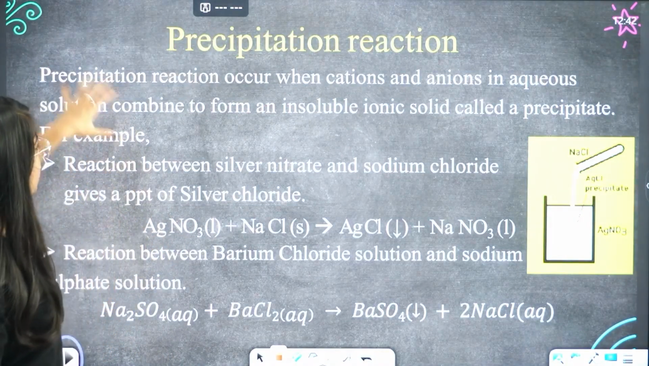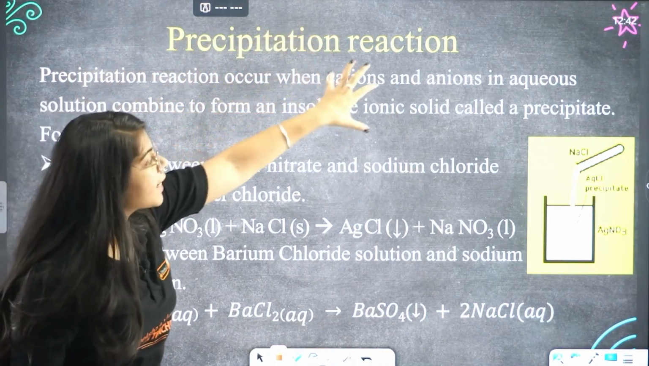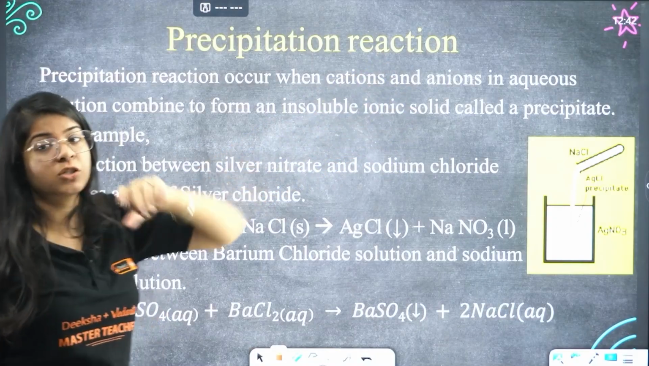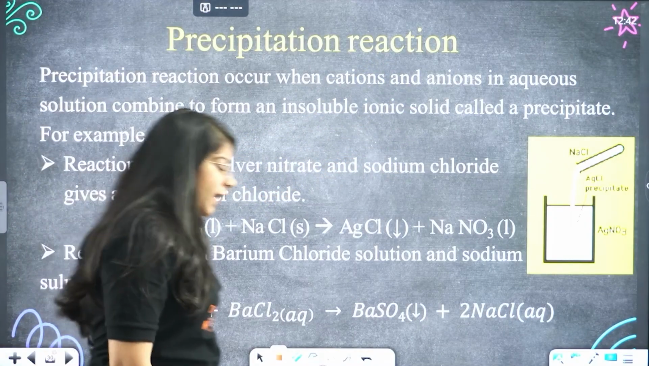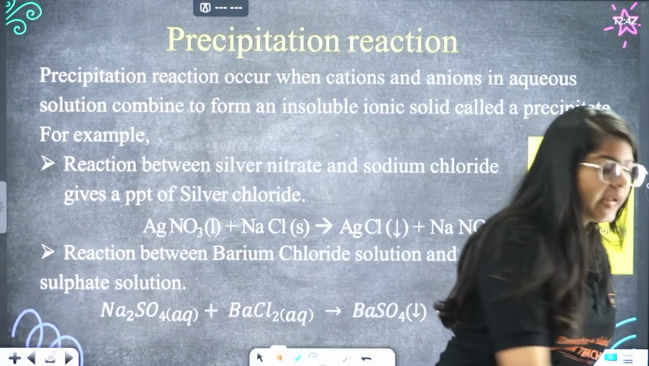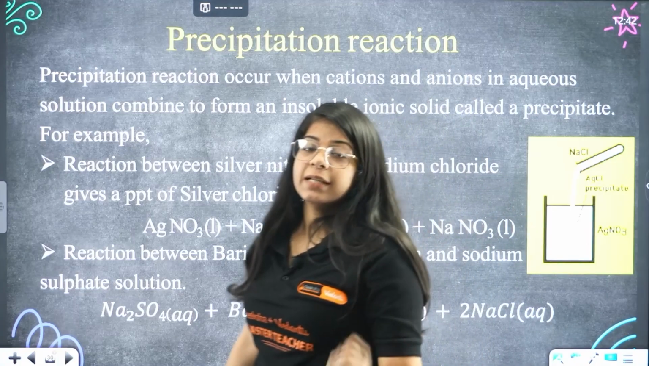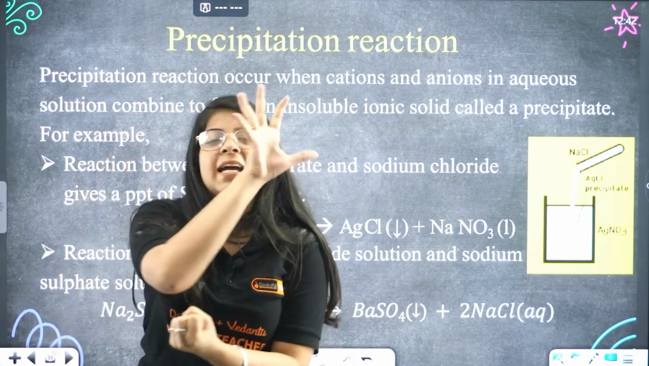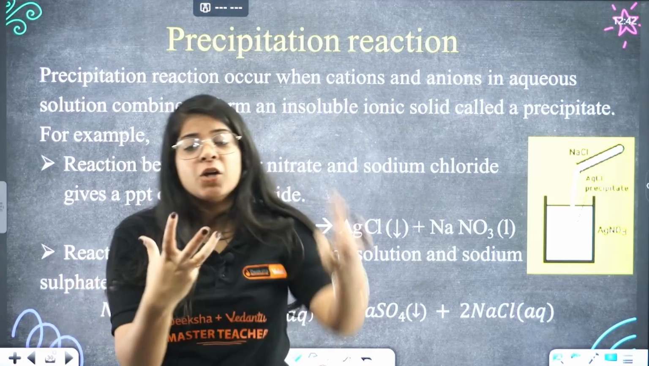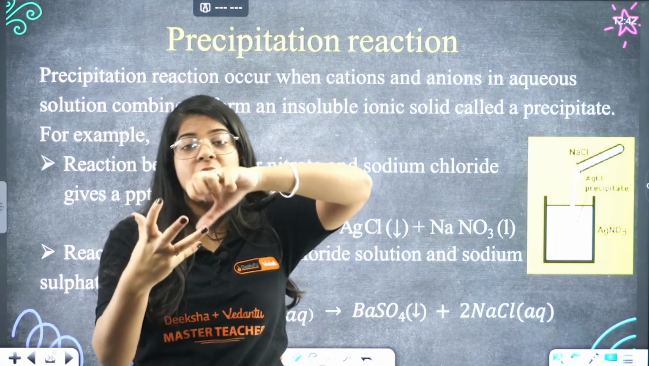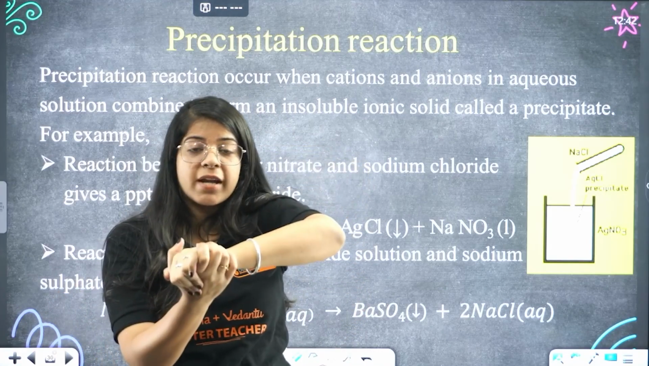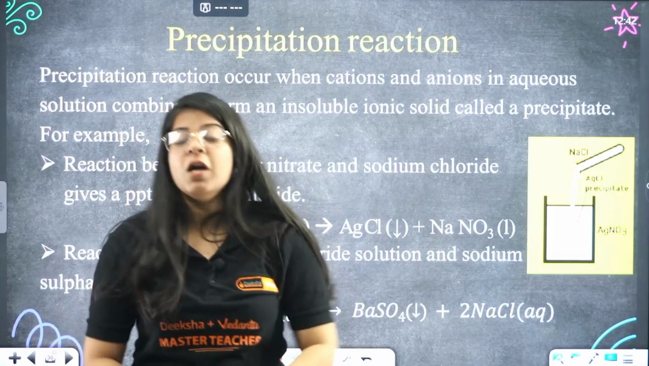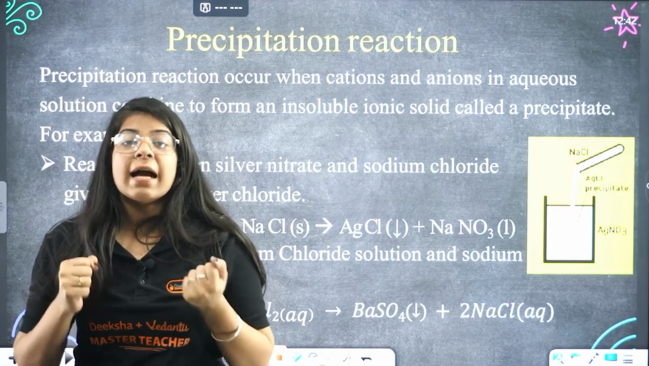Okay. Next we have precipitation reaction. Precipitation reactions occur when cations and anions are in aqueous solution. Now see very carefully, when we talk about precipitate, we talk about something settling down in a solution. In an aqueous solution, there is a beaker, you put another substance, that substance reacts with whatever was there in the beaker and it settles down.